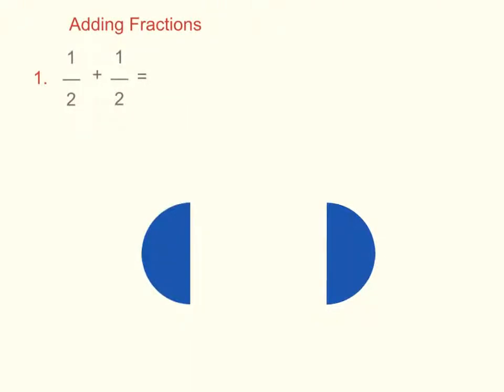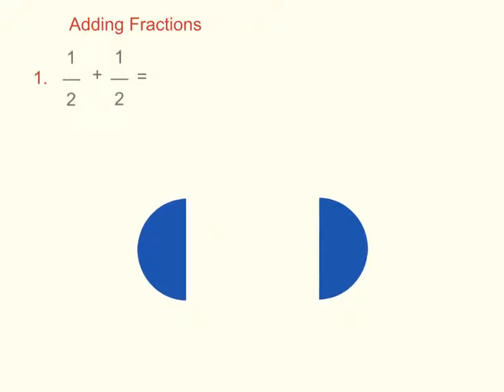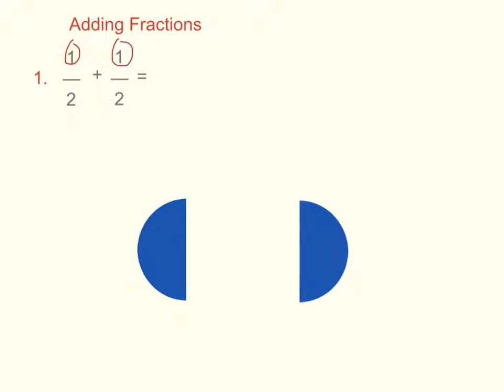Now our first question is to add a half plus a half. And this is similar to adding a half of a circle together with another half of a circle and seeing what we get. So when we add a half plus a half, we can do 1 plus 1 gives us 2, and 2 plus 2 is 4, giving us 2 quarters.